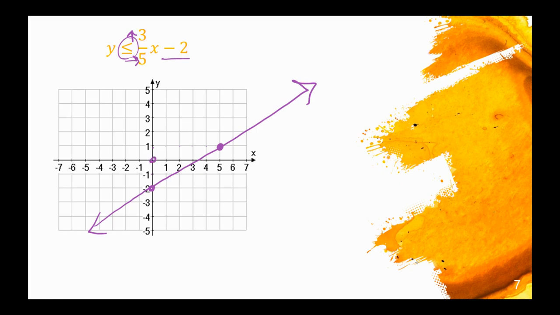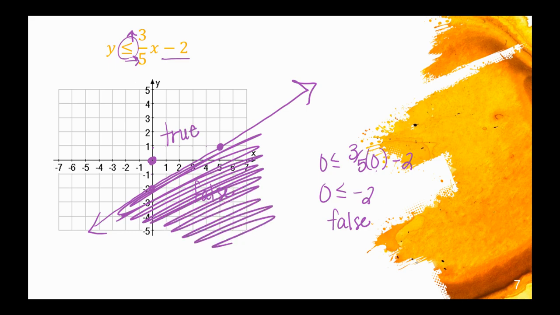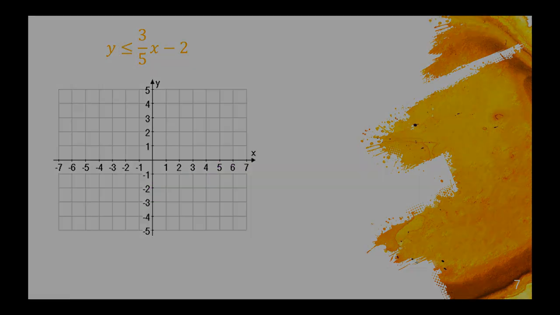And again, I like to use 0, 0. So this time, if it's true, I'll be shading kind of on top of the line. And if it's false, I'll be shading in this bottom corner area over here. So let's plug in 0 for y, 0 for x, and see what we get. So 3/5 times 0 is 0, minus 2 is -2. And so we get a statement 0 is less than or equal to -2. Well, we know that that's not right. That's a false statement. So I'm going to shade over here on the false side. There we go.